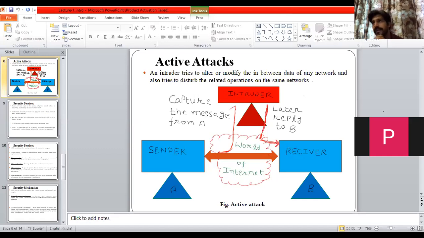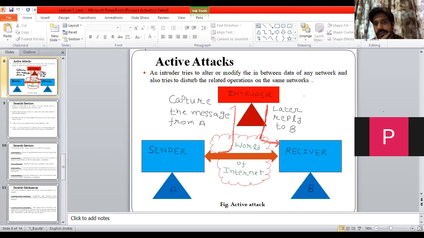In a similar way, the replay attack is one of the active attacks. In replay, the intruder collects the message somehow, and after some time, the intruder sends it to the receiver. After the modification, in both cases, whether masquerade or replay, the content gets modified, and that is a very dangerous thing.